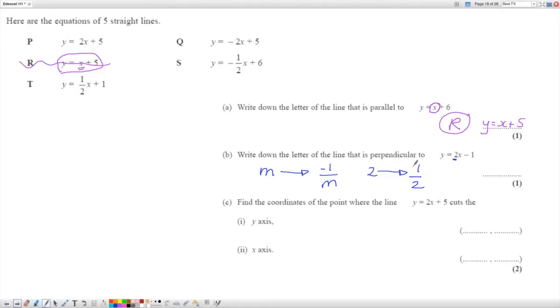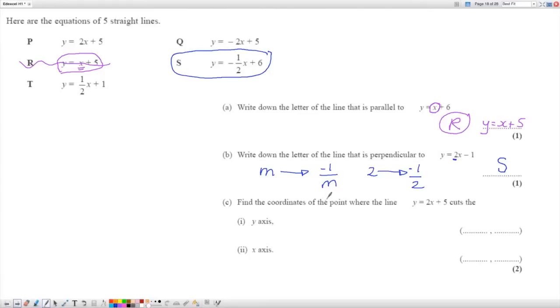Again here, so we're looking for 1 over 2. It's going to be negative, the negative 1 here. So we're looking at S. So our equation here, the coefficient is -1 over 2, corresponding with the letter S for this graph.